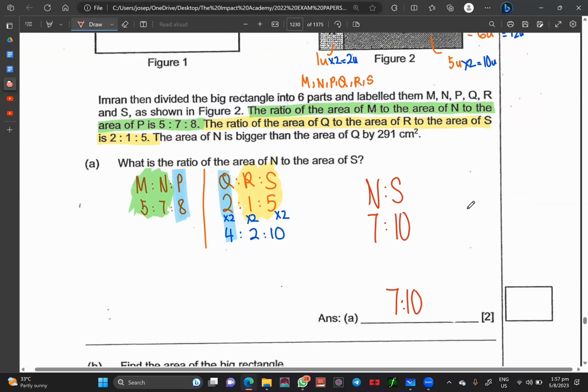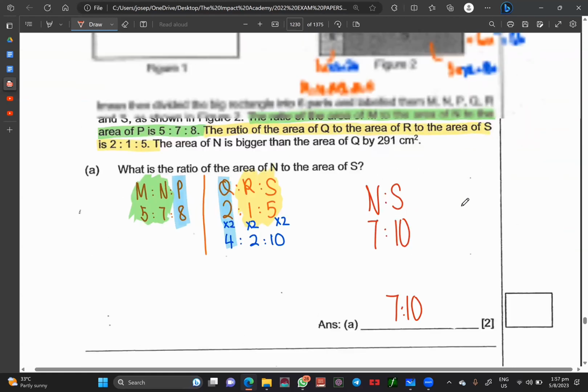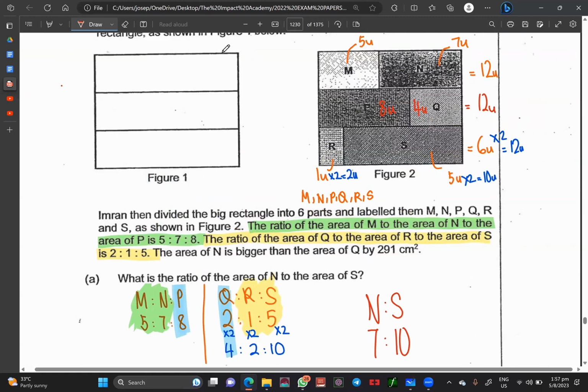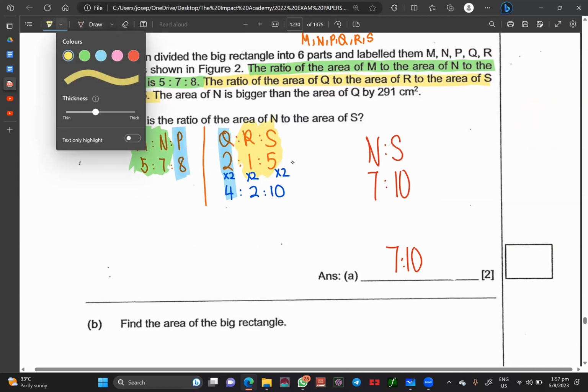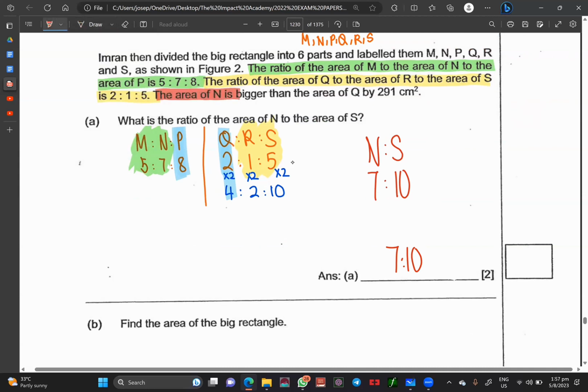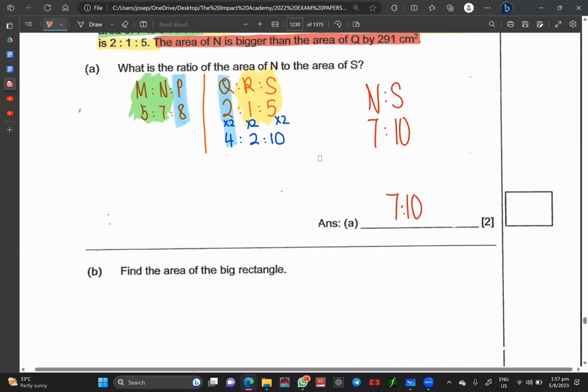Now, of course, we move on to the second part, right? They say to find the area of the big rectangle. That means the whole thing over here. Now, the only information I have for this part is actually the next part, which is the area of N is bigger than the area of Q by 291 cm square.